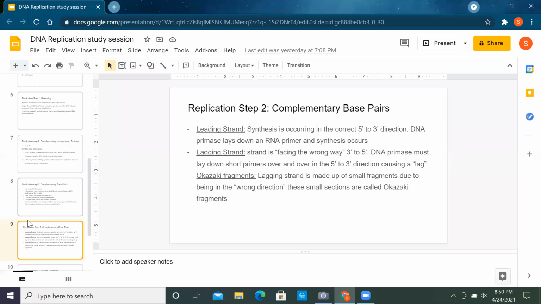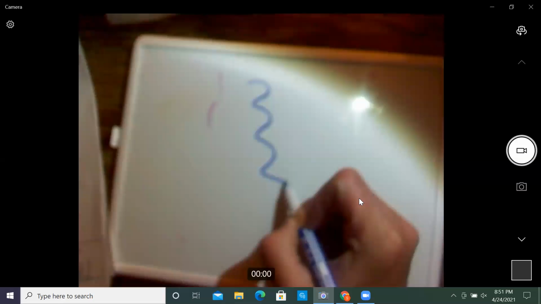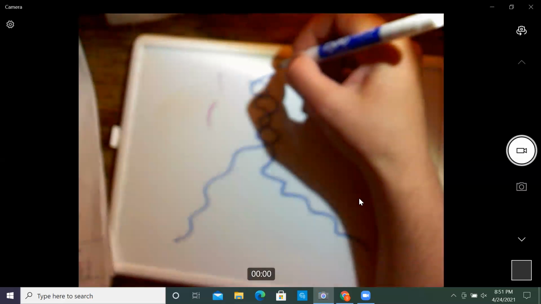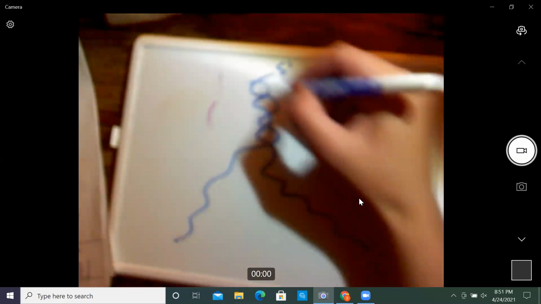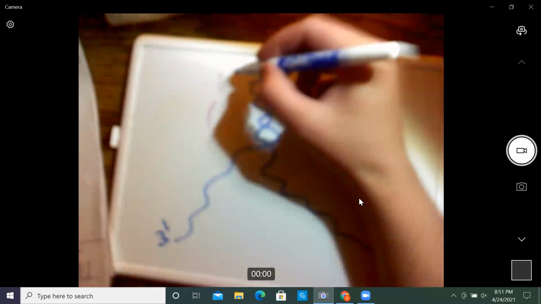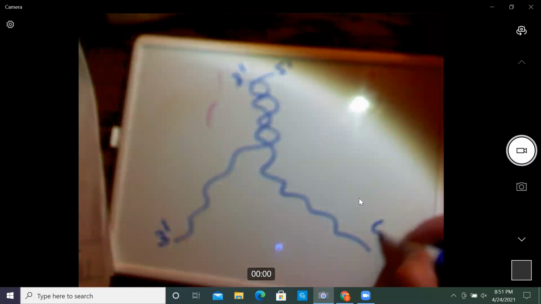Actually, we'll just do it now. So we have a DNA double helix like that. 5', 3', and then the other one is 3', 5'.